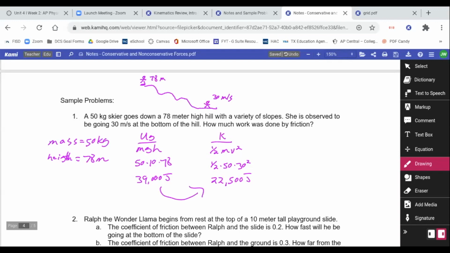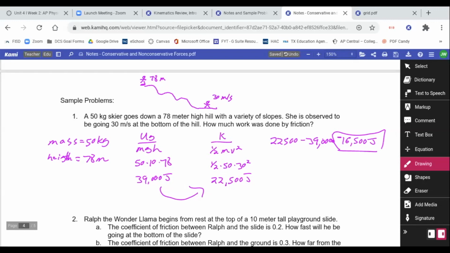Because if we take our actual 22,500 minus our expected of 39,000, we get negative 16,500 joules. And that is the work done by friction. That's how much energy was lost.